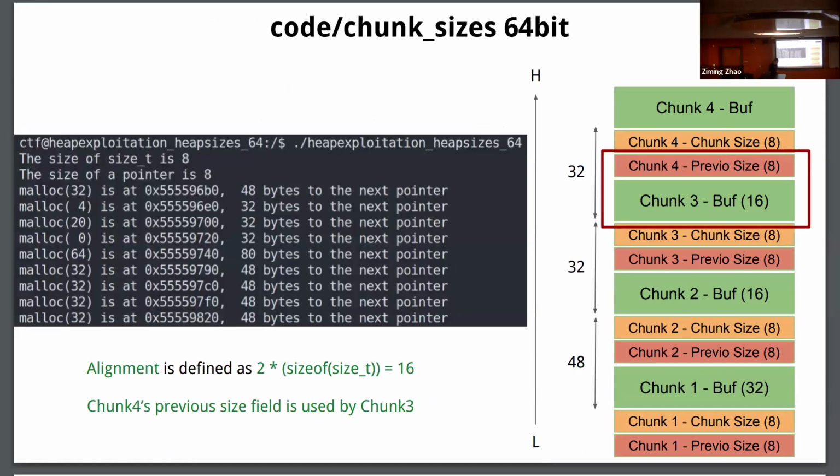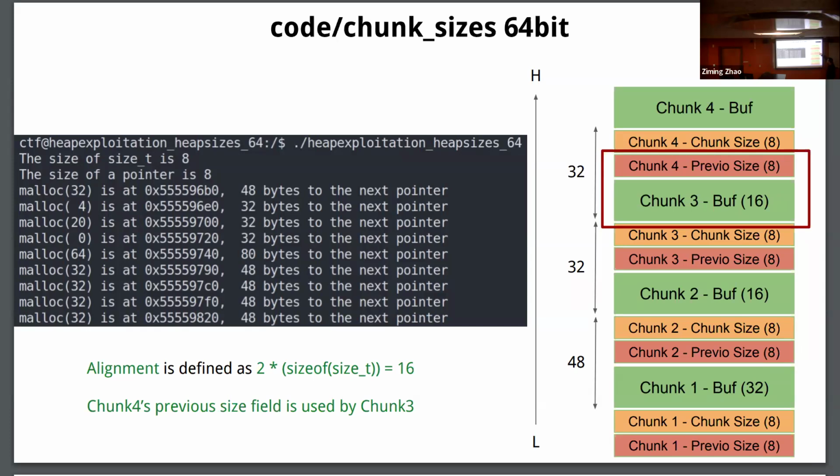This is the 64-bit version. We're asking for the same bytes. The first one we ask for 32 bytes, and we have 16 bytes of metadata already. With 32 bytes, we have 48 bytes, the whole thing. The second one, we have 16 bytes plus 16 bytes. Even when we're asking for 4 bytes, it actually gives us 16 bytes, so in total 32 bytes.